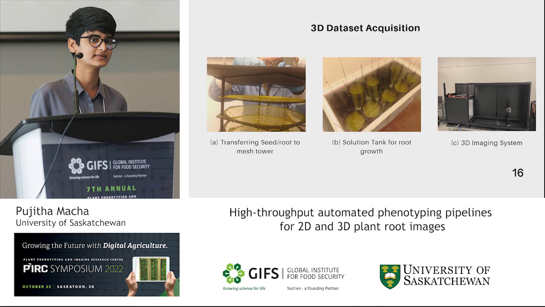Once the root images are ready to be captured, we'll be capturing a set of 2D RGB images by rotating the mesh tower over 360 degrees. Say for a plant, we would collect about 100 high-resolution 2D RGB images with the help of the 3D imaging system shown in C. We'll later be stitching these 2D images into a 3D model.